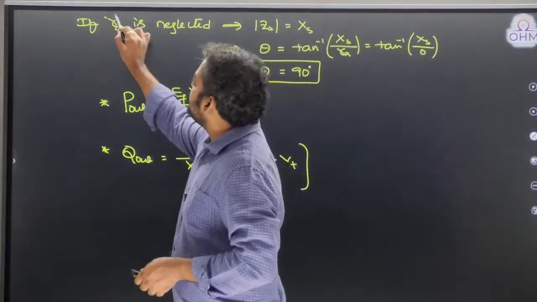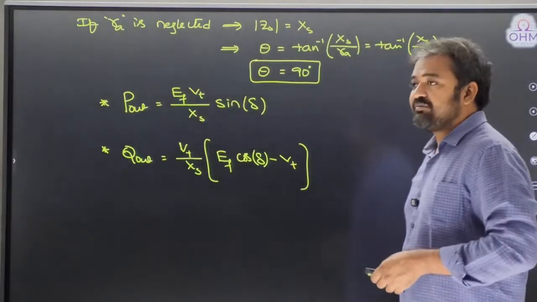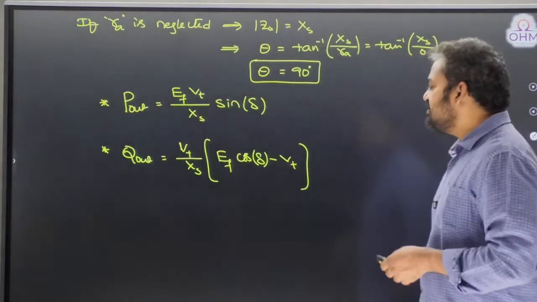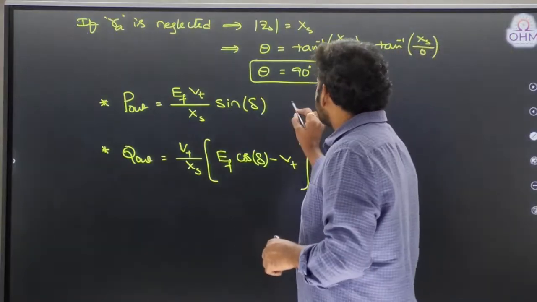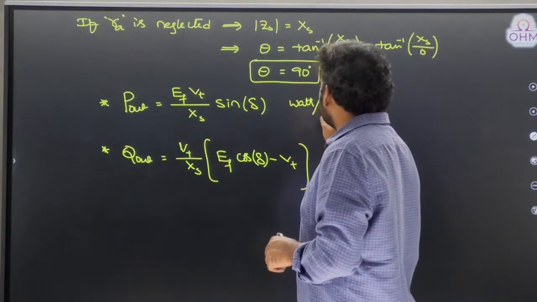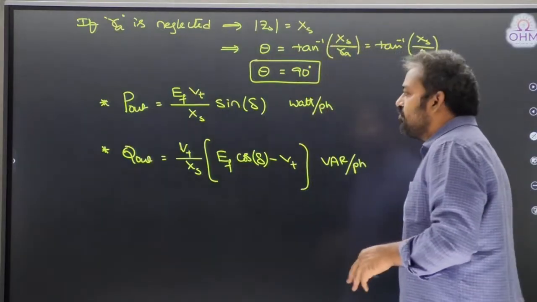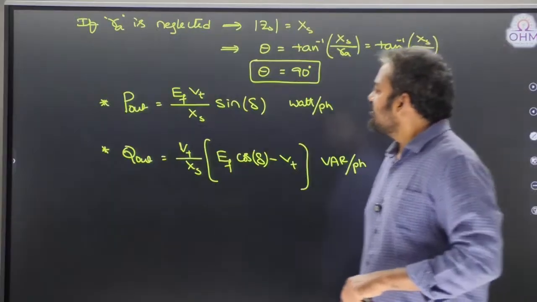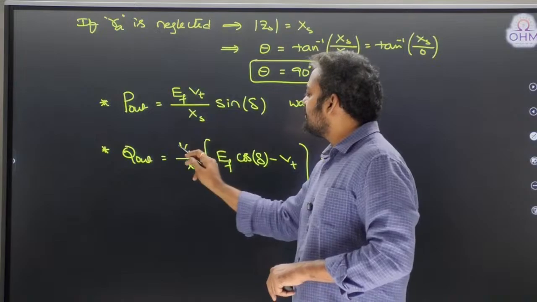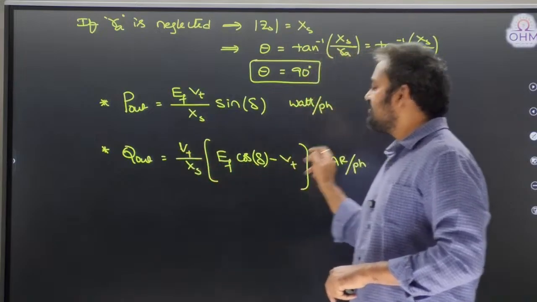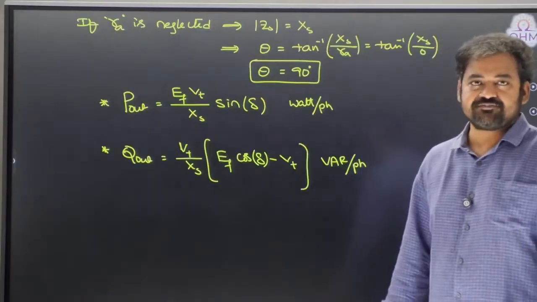You know, active power will be EF VT by XS into sine delta. Reactive power will be VT by XS into EF cos delta minus VT. Now these are per phase values, guys. I must say what per phase. This is VAR per phase. If you want three-phase power equations, you multiply these equations with 3. 3 EF VT by XS sin delta, 3 VT by XS into EF cos delta minus VT. You just multiply with 3, you will get three-phase power values.